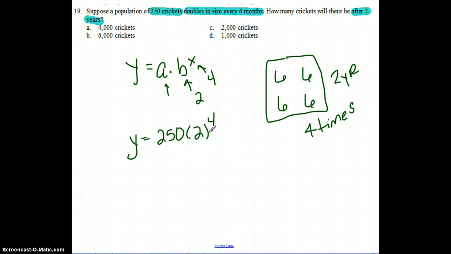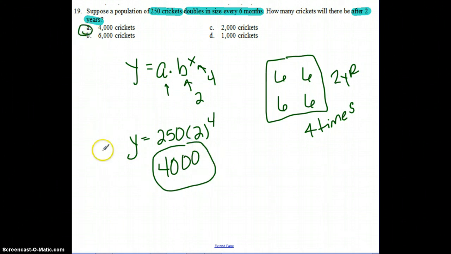So 250 times 2 raised to the fourth is going to give us 4,000. That means that A is going to be our answer in 19. Okay, last one.